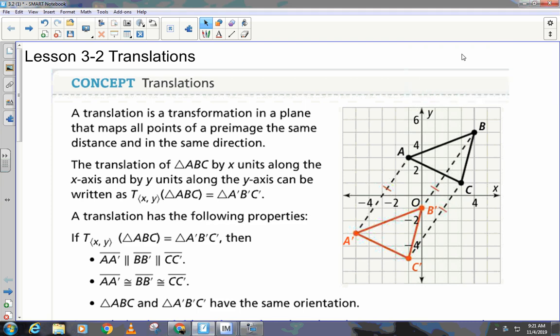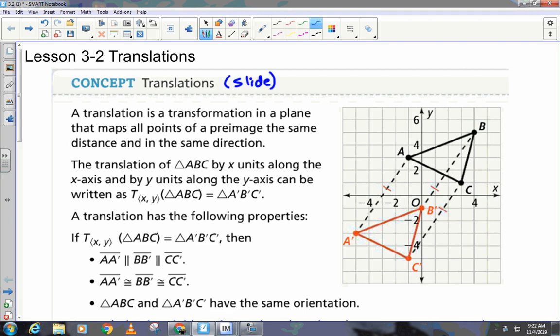So today we're talking about translations. Last week we talked about reflections, and we're going to incorporate that a little bit. We're also going to talk this week about rotations. But a translation is a transformation in a plane that maps all points of a pre-image the same distance and in the same direction. It is also called a slide.